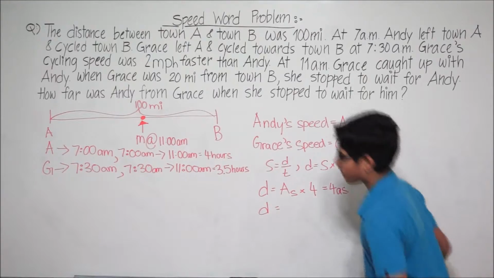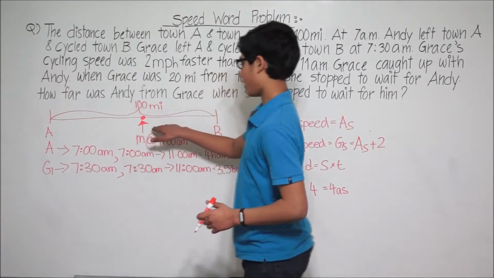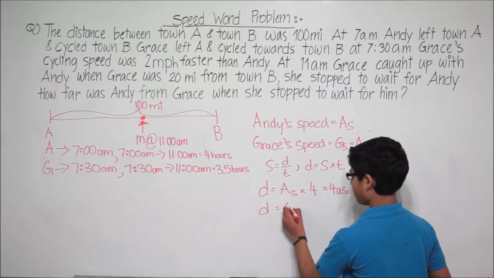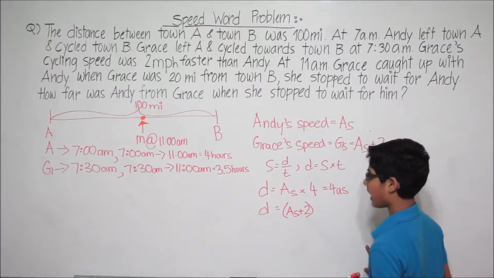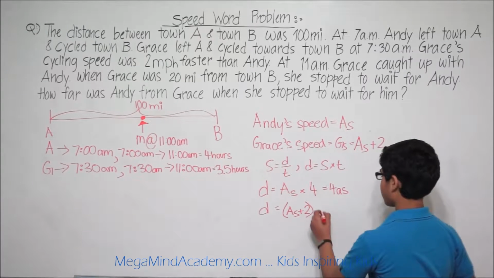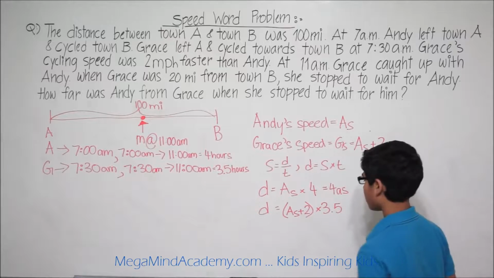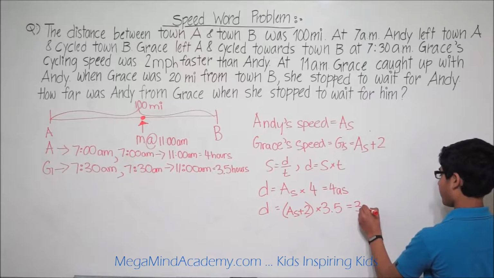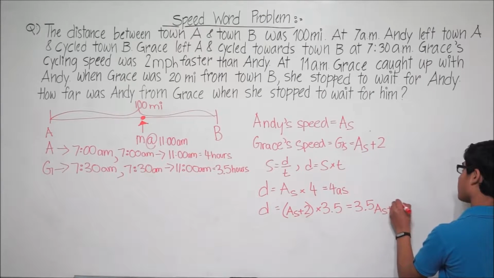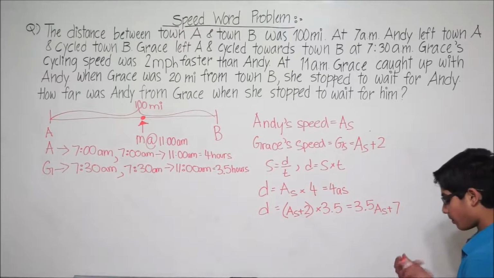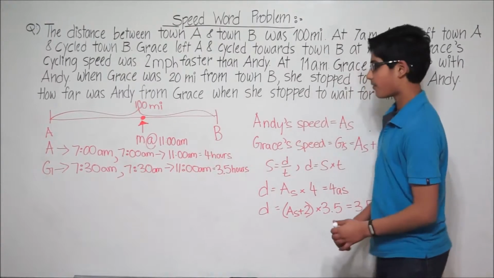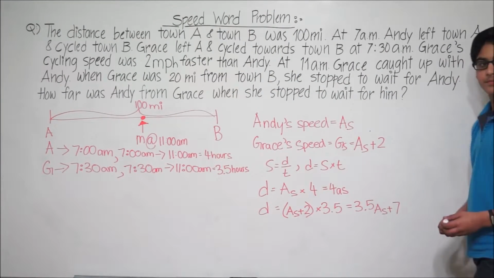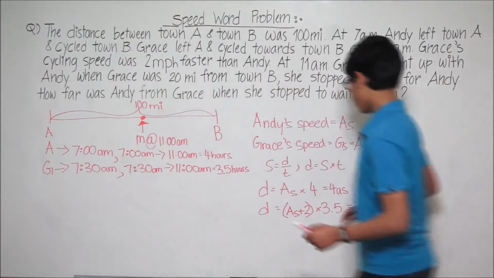Now let's find the distance that Grace traveled from town A to where they met. The distance, D for distance, is equal to the speed, which is AS plus 2, times the time, which is 3.5 hours. So this is equal to 3.5 AS plus 7. Now, we know that the distance from town A to the place that they met is the same in both these equations. They travel the same distance from town A to where they met in both these equations.